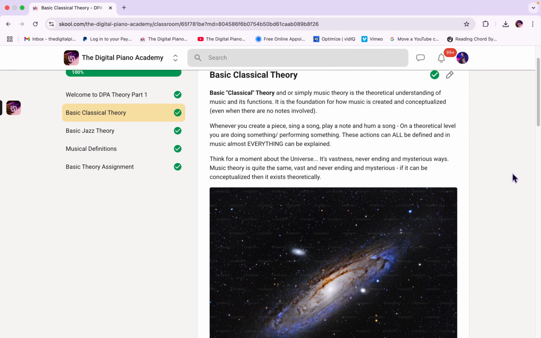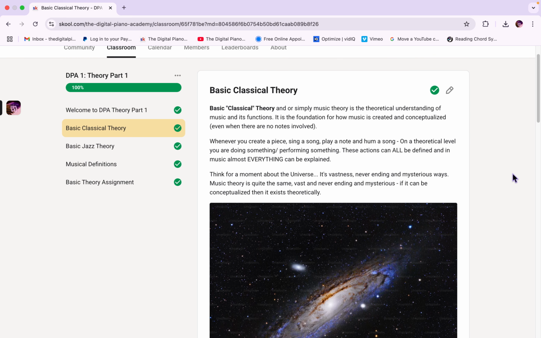Here we're going to start off with classical theory, basic classical theory. So basic, quote-unquote, classical theory and/or simple music theory is the theoretical understanding of music and its functions. It is the foundation for how music is created and conceptualized even when there are no notes involved. Whenever you create a piece, sing a song, play a note, or hum a song, on a theoretical level, you are doing something and/or performing something. These actions can all be defined in most music, and almost everything can be explained.